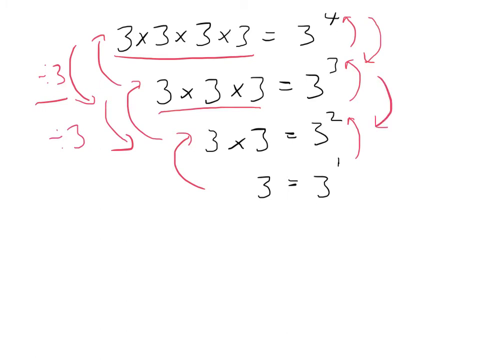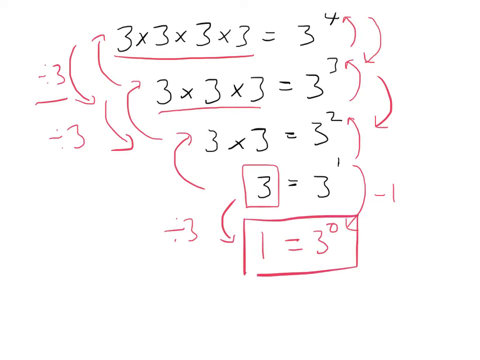So if I take this number here, and I divide by 3, well, 3 divided by 3 is 1. And if I reduce the power by 1, I'm going to get 3 to the power of 0. So that's how we came up with the definition of anything to the power of 0 is equal to 1, because anything to the power of 1 is itself. If we divide it by itself, we're going to get an answer of 1.